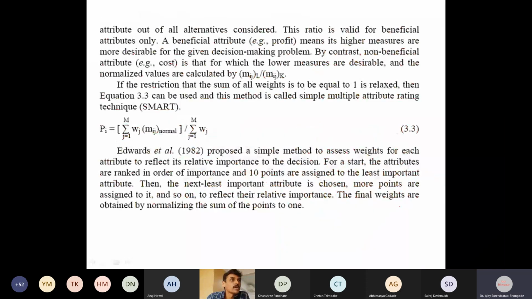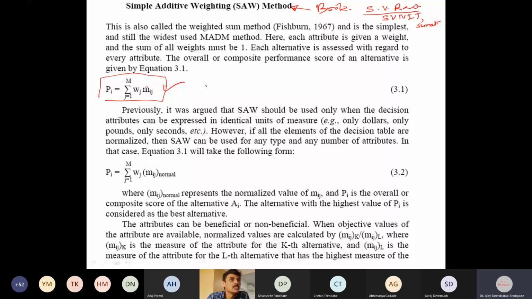So M is the number of attributes. Whatever number of attributes there are, we are going to calculate weight into the corresponding M value. Now, if this data is different, when the data might be an HSC score and there could be a CBSE score, what has to be done? It should be normalized. You will replace that data with the normalized data, and we can get this value.